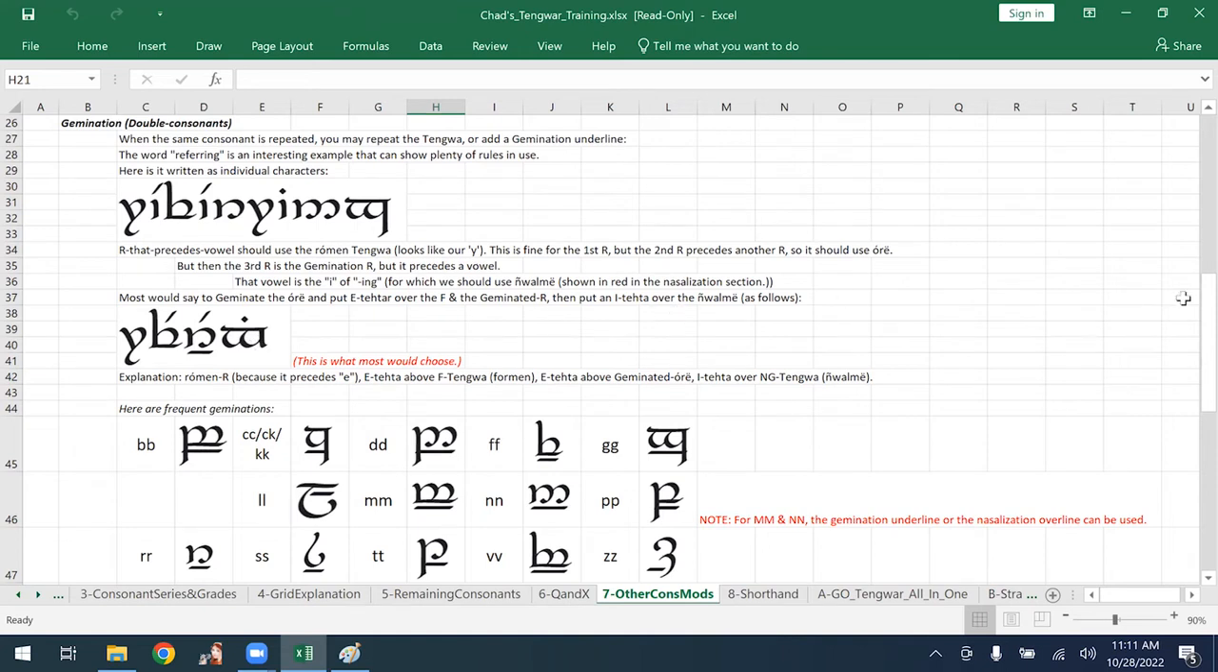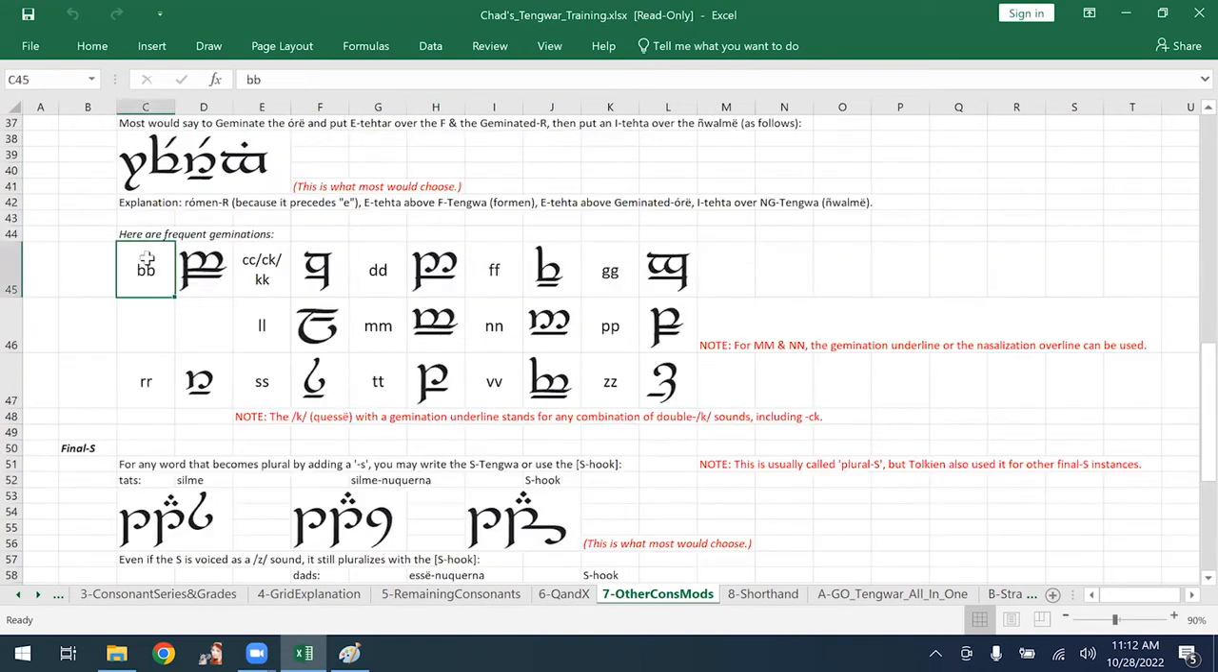Get it? Yep. BB, here's a geminated B. So you've got the B, you put the line under it. That's double B. This right here is KK or CC or CK. We use this a lot for CK, a lot of words like BACK and TACK. So we use that a lot. So you'll see this quite a bit.